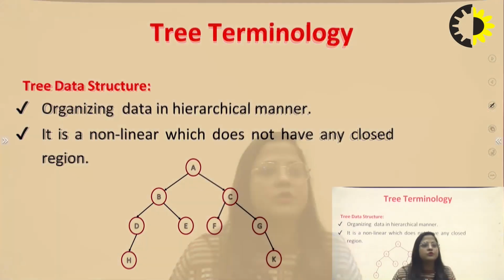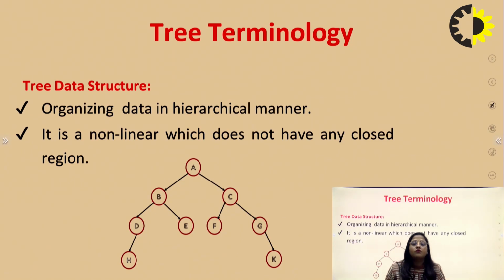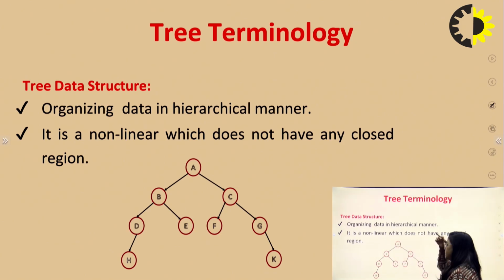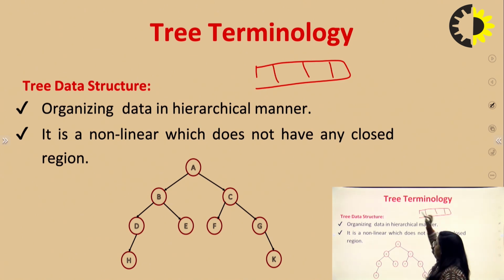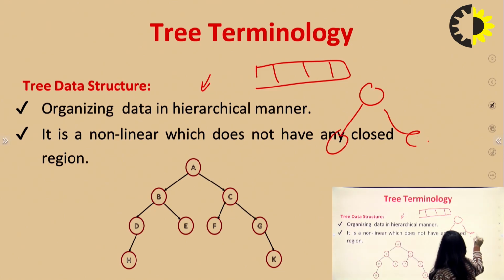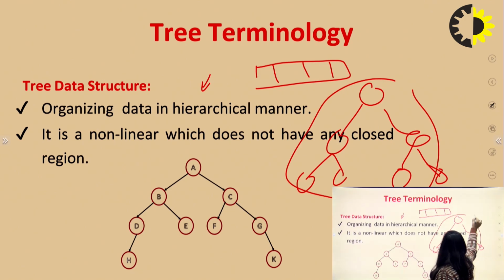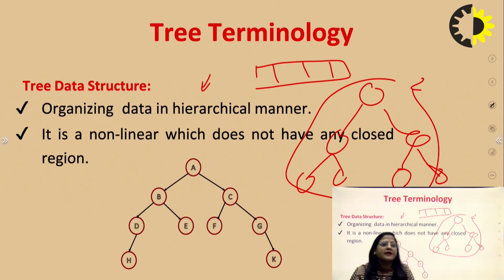So now we come to the tree terminology. Firstly, what is a tree data structure? A tree is organized in a hierarchical manner. In linear data structures, data is stored in a sequence, but here the data is stored in a hierarchy. This is called a hierarchy. Data organized in a hierarchical manner is non-linear and does not have any closed region.